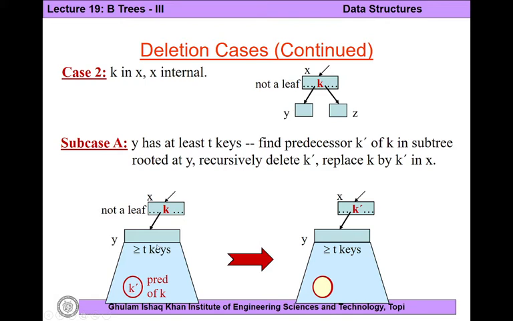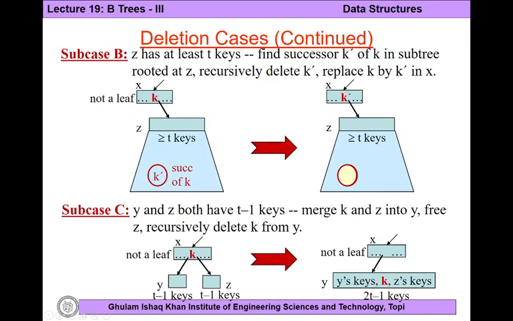Now just in case the left child, which is child y, does not have at least t keys, what should be done? In case the left child does not have t keys, it will have t minus 1 keys, so we cannot borrow from here. So we will go to the right child. This is case 2b. We will go to the right child, bring one key from there, and replace this key with that.